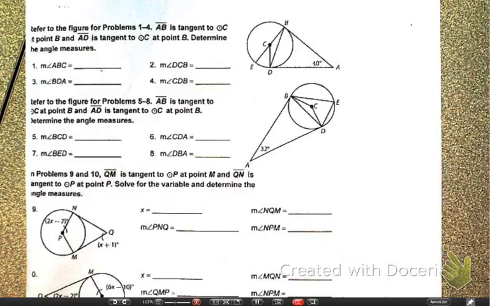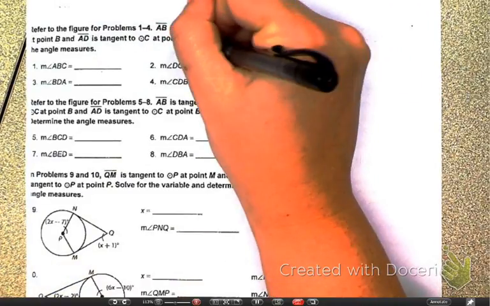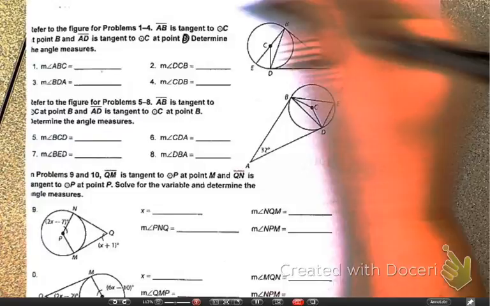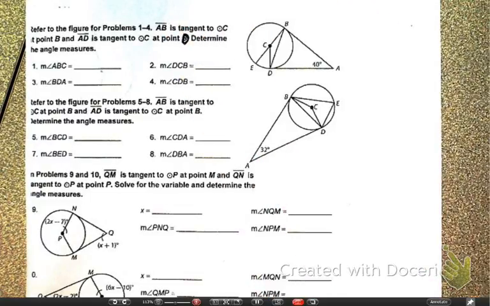So let's go through this first part together. Change in the directions, change this B to a D again. I don't know why it has a B. It should be a D. All right. We want to find the measure of angle ABC.